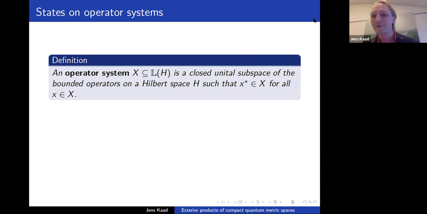Yes, so a convenient context for talking about compact quantum metric spaces is the context of operator systems. Just to remind you, a concrete operator system is a closed unital subspace of the bounded operators on some Hilbert space, and it's also closed under the adjoint operation. So if I have an operator x inside that operator system, then the adjoint also belongs to this operator system. It's a closed unital subspace, which is closed under the adjoint.